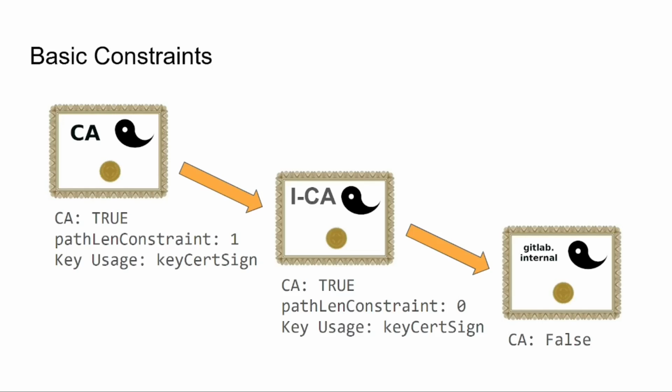Set the path length constraint on the certificate to 0 for the certificate that you use to sign entity certificates. If it's an intermediate certificate, then your root certificate should have a path length constraint of 1. So set the path length constraint explicitly.